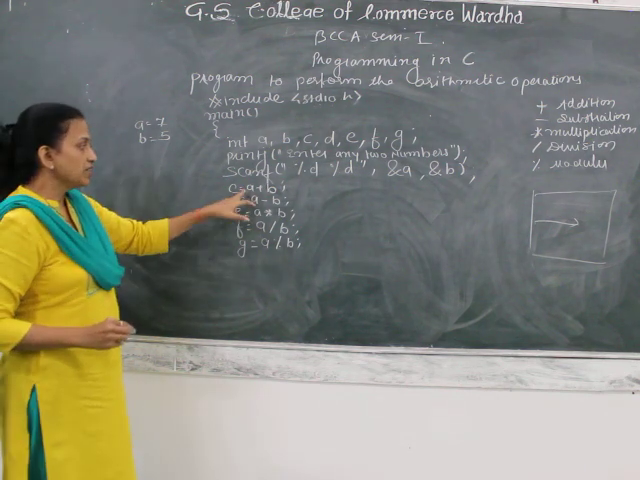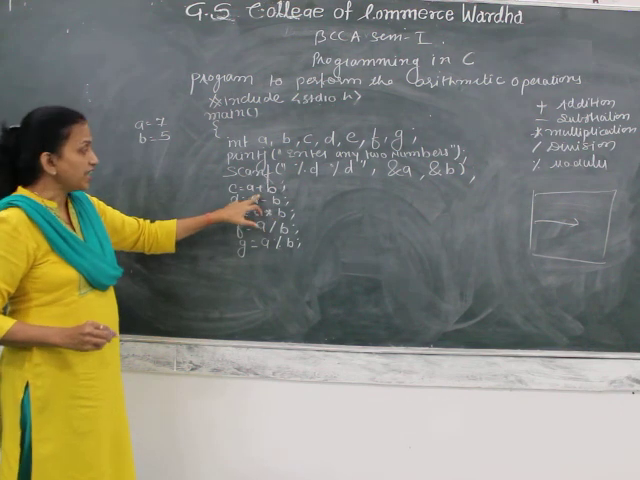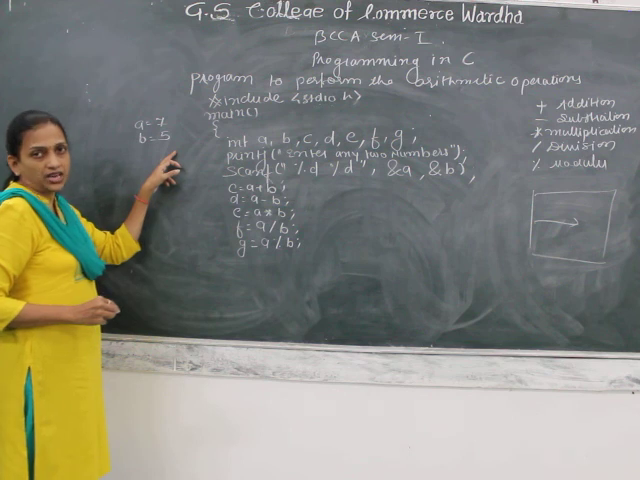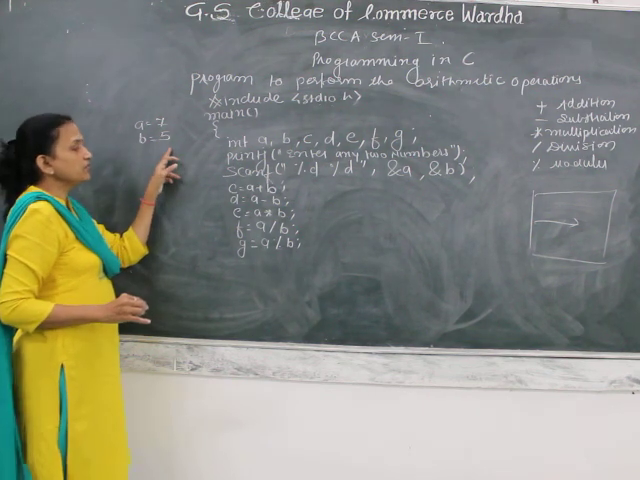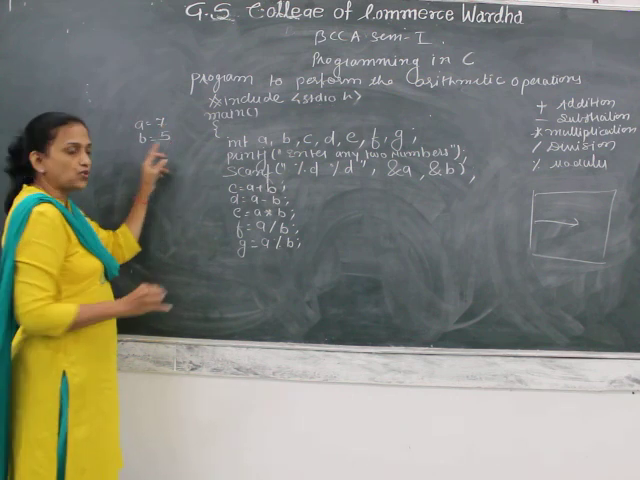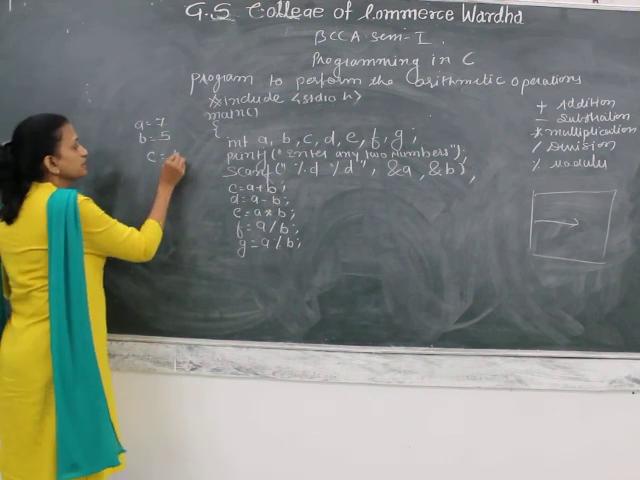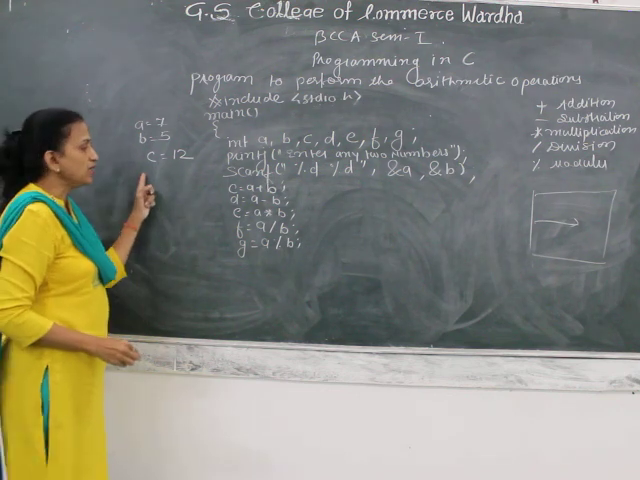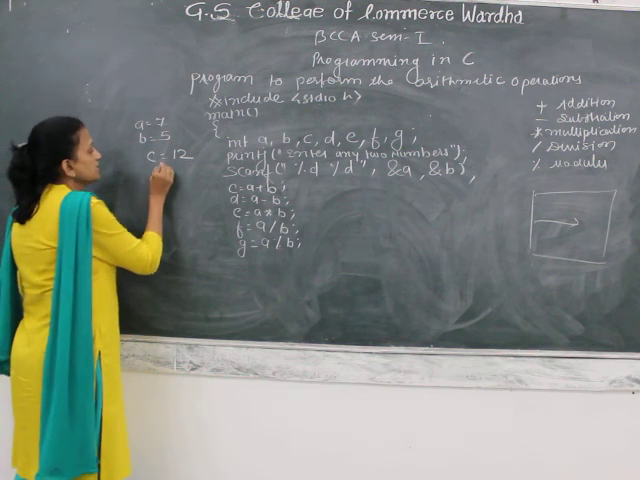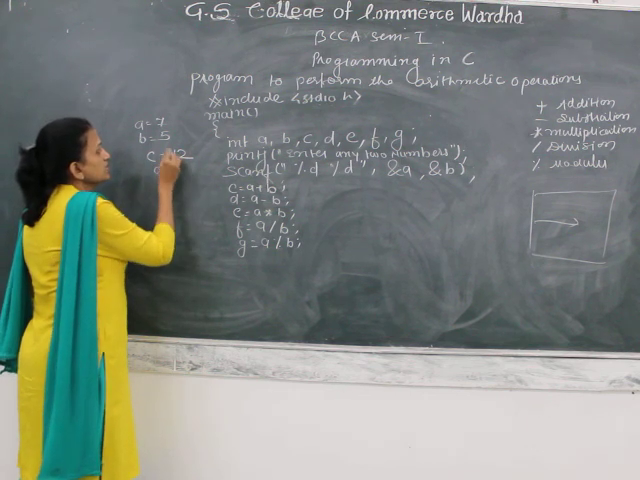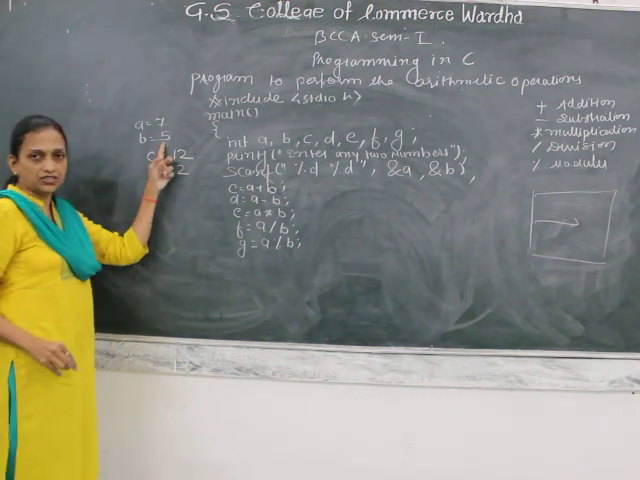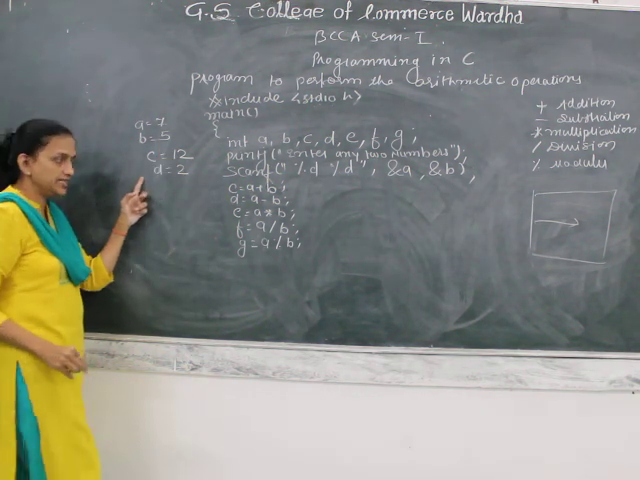Now let's see. Here we are performing addition of A and B. Assume A is 7 and B is 5. If you add both numbers, we will get 12. So C is assigned 12. Then 7 minus 5 is 2, and 2 is assigned to D.